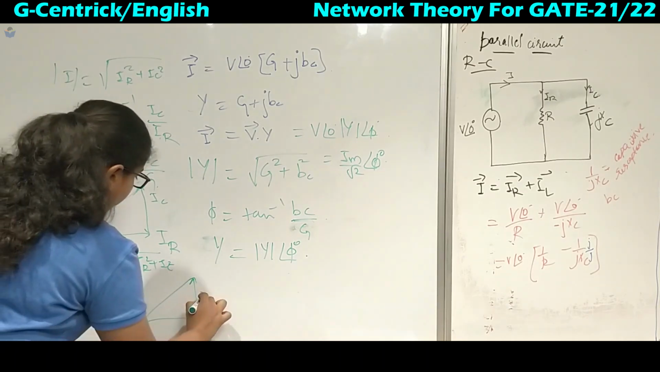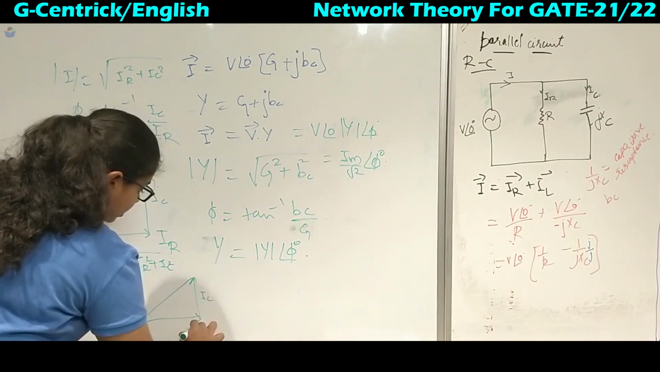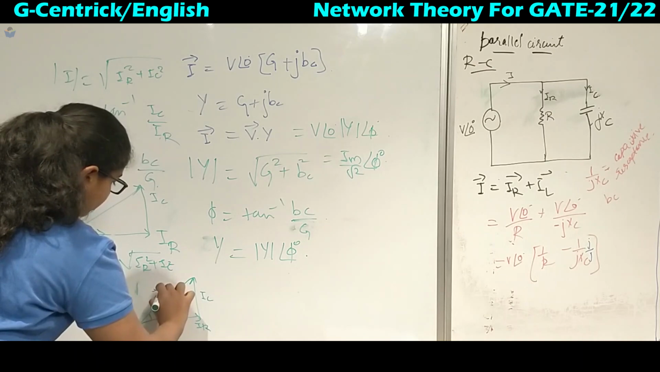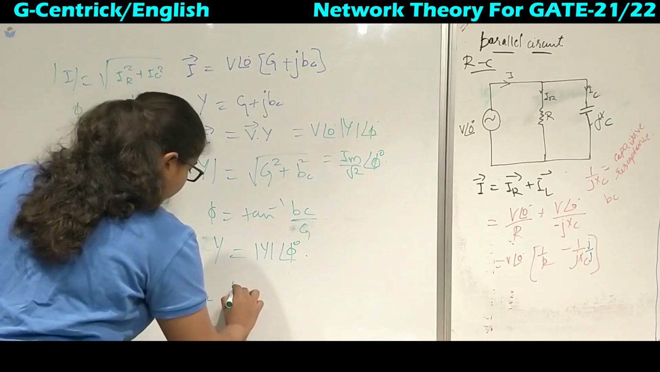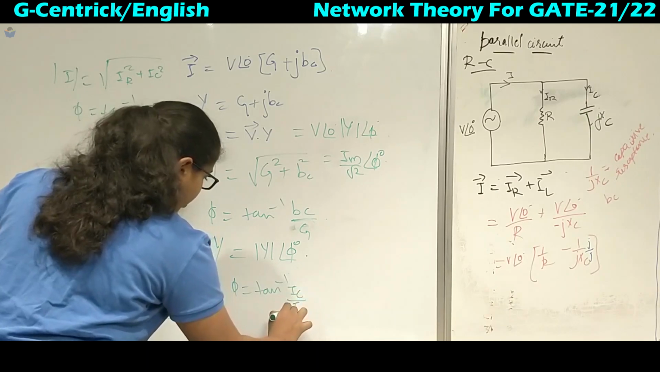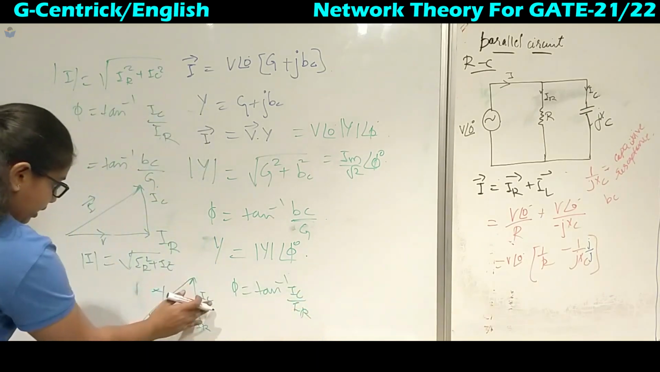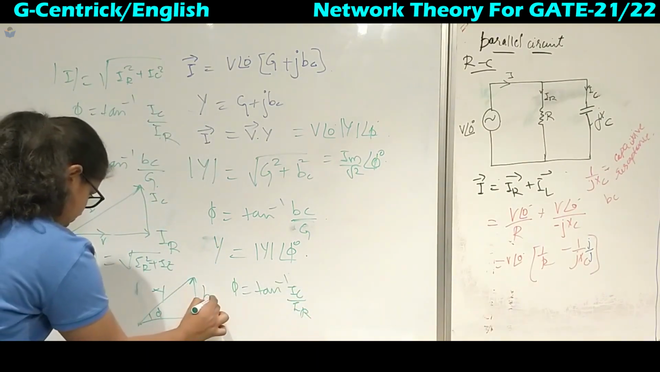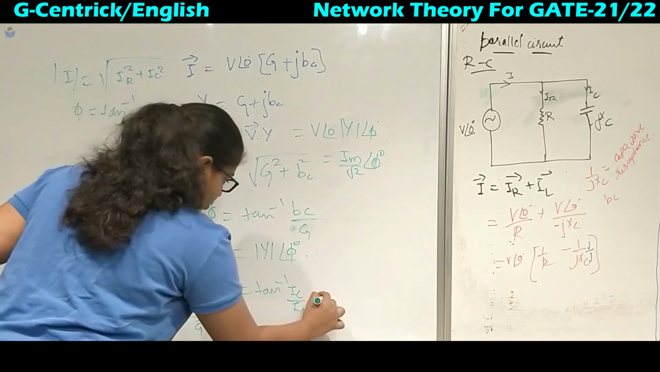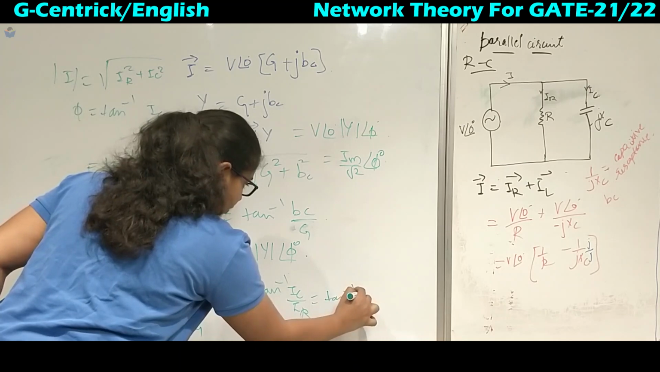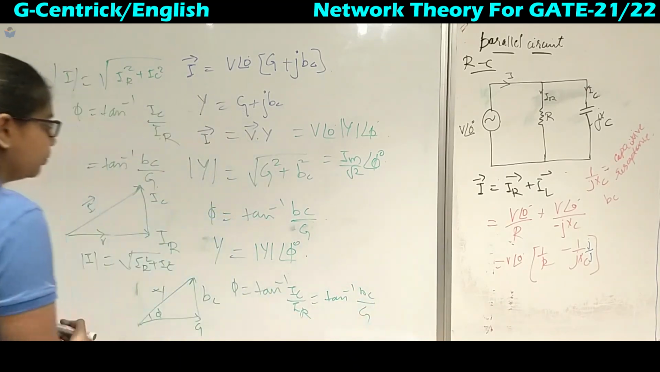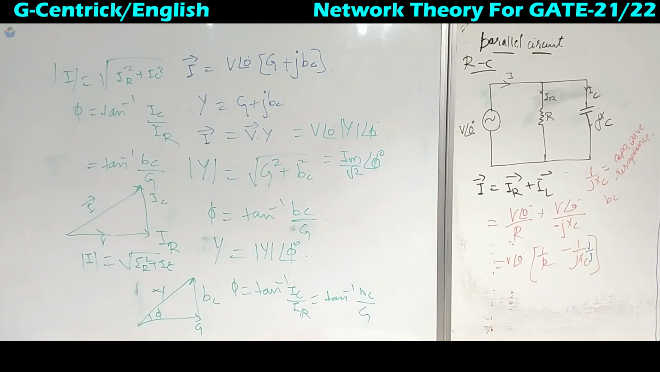Okay, so this is IC, this is IR, this is phi, and this is V. So phi will be tan inverse of IC upon IR. Or basically you can take this as BC, the susceptance, here, and G as conductance. So it will be the same as tan inverse of BC upon G. Okay, so this is about the RC circuit.